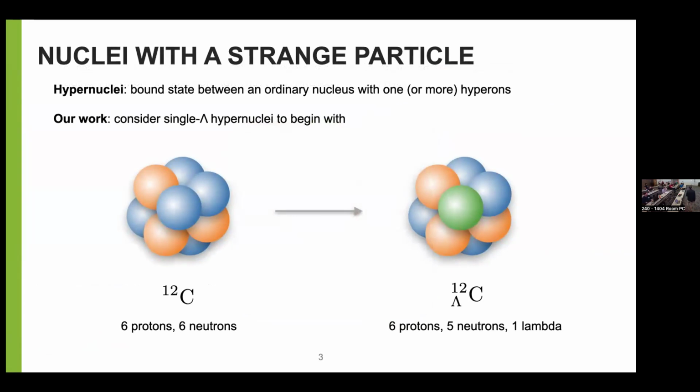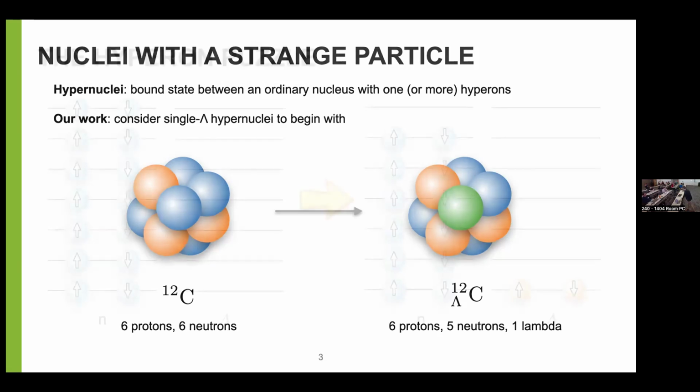So just one introductory slide. What is a hypernucleus? It is basically a nucleus in which you replace a neutron with a strange particle. And in this work, we are considering lambda particles, single lambda hypernuclei. And there is a variety of experiments on the binding energies, and their properties are interesting for a number of reasons. And to me, they are very interesting for their astrophysical implications.